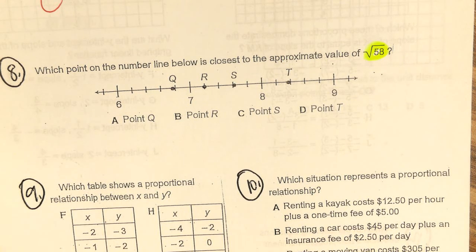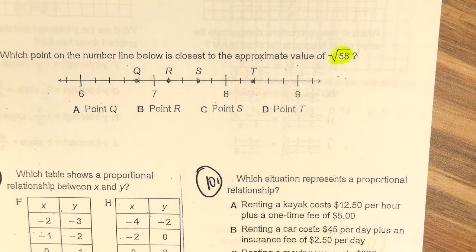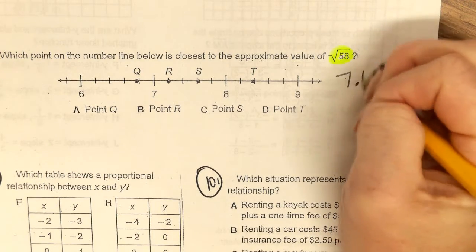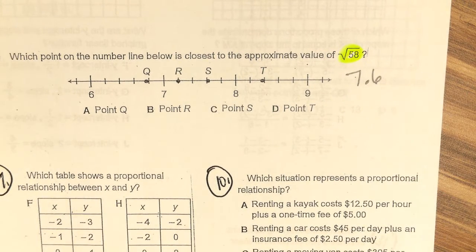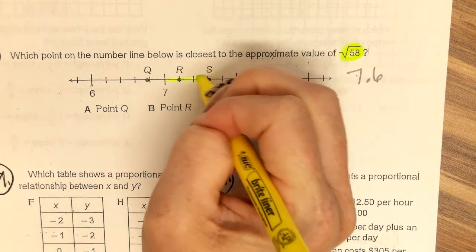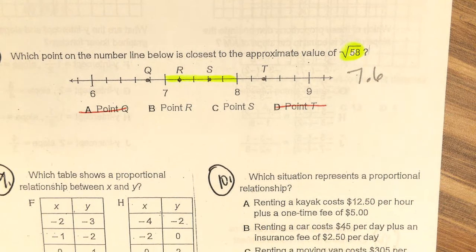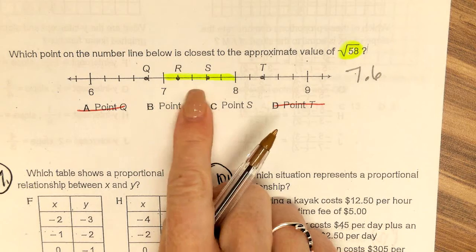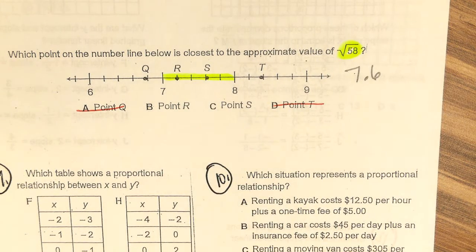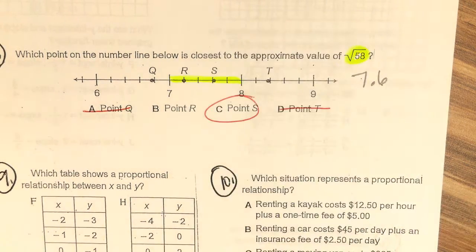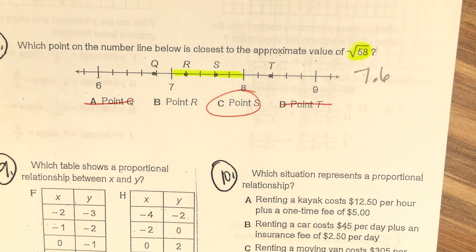Okay, you turned it into a decimal. What'd you get? The square root of 58 is 7.6. Yes? Okay, where does 7.6 fall on a number line? Between 7 and? So it has to be R or what? So I'm going to mark out Q and T. 7.6, is that really close to 7 or more in the middle? More in the middle, so my answer should be S, point S. So the answer was C.